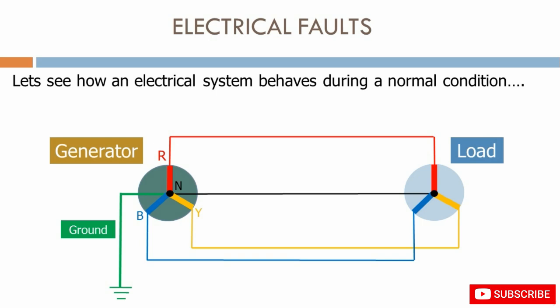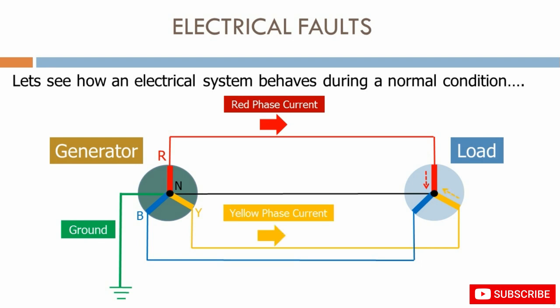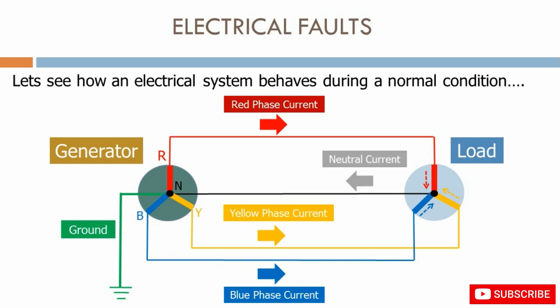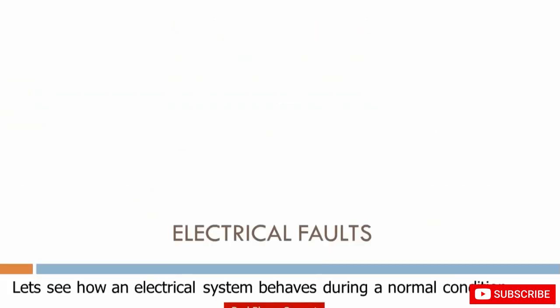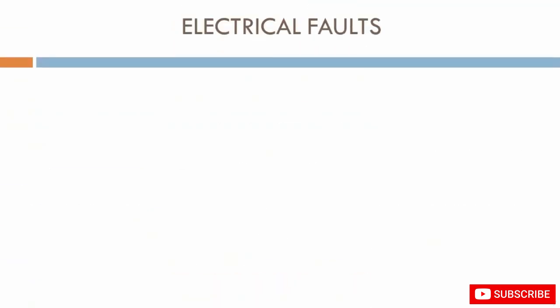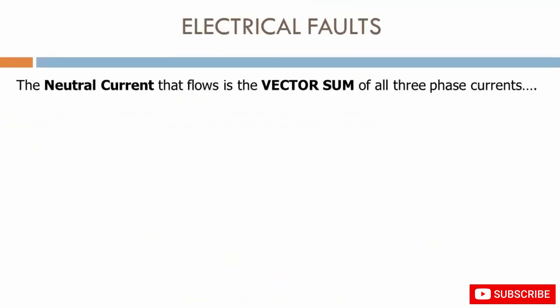During normal three-phase operation, we have a red phase current, a yellow phase current, and a blue phase current. All of these currents combine together and come back to the generator via the neutral conductor. The neutral current that flows is the vector sum of all three-phase currents.